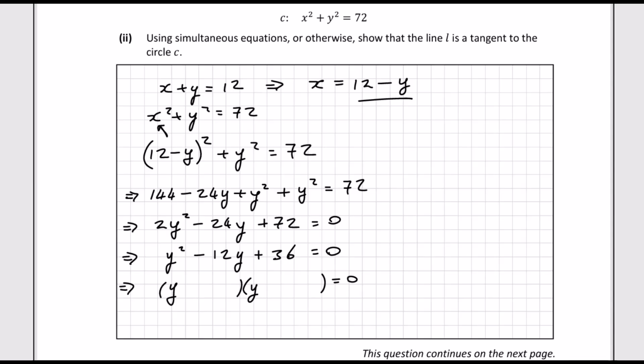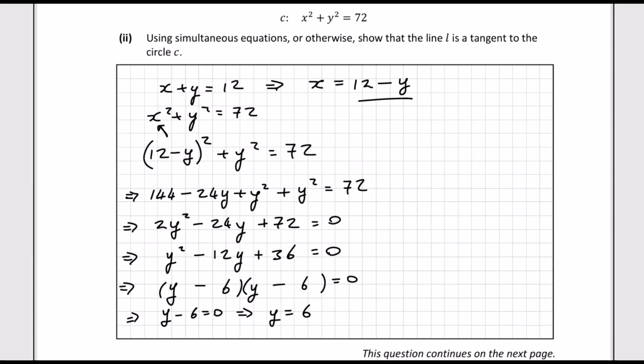36 has a lot of factors, but the ones that work will be 6 times 6. 6 sixes are 36. I need a plus 36, so the two signs have to be the same. Because I've got a minus 12y, it's going to be minus minus. So that does work. So that just means that y minus 6 is equal to 0, in other words, y must be equal to 6 when you add 6 to both sides. So really you're just getting one solution here.